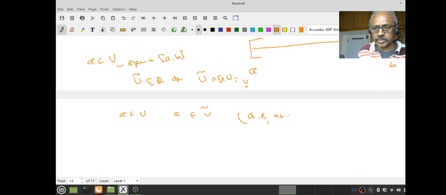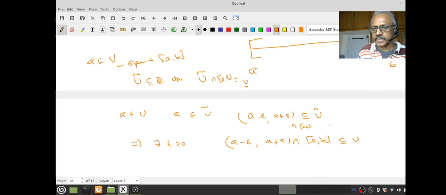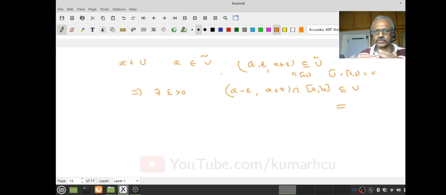Do you follow that? Yeah? Therefore, there exists epsilon positive so that A minus epsilon to A plus epsilon intersection with AB is contained in U, because this is contained in U tilde, therefore its intersection with AB is contained in U tilde intersection AB, but that's U. Okay, please begin to think. These are the small things, you just try, don't try to memorize. Okay, you understood why this happens?